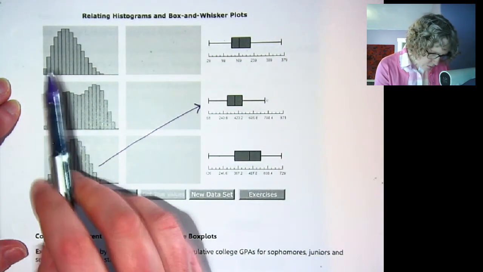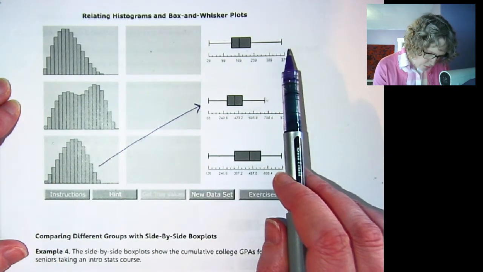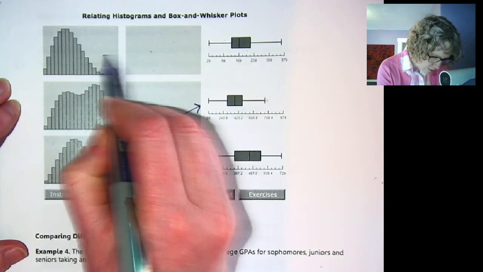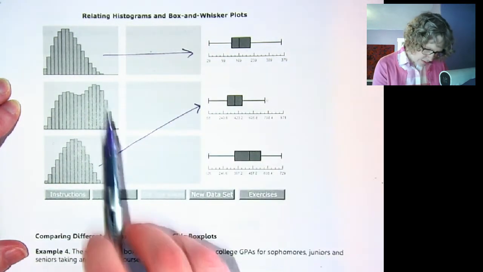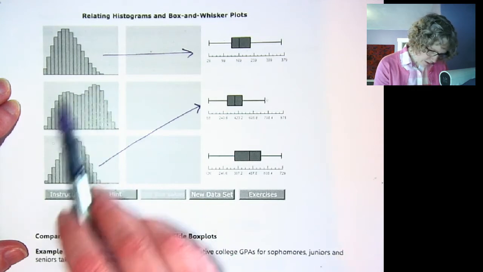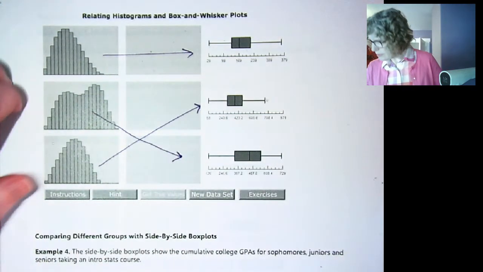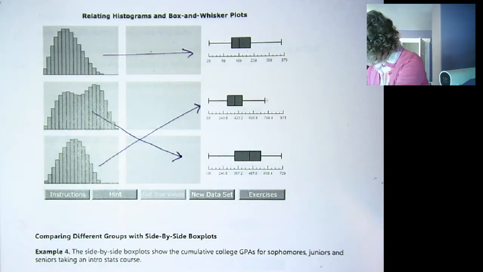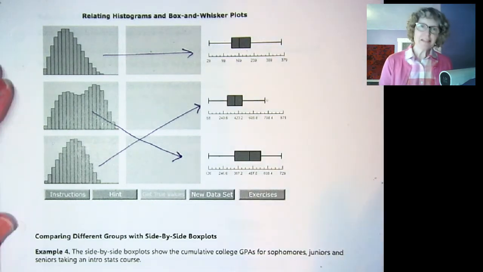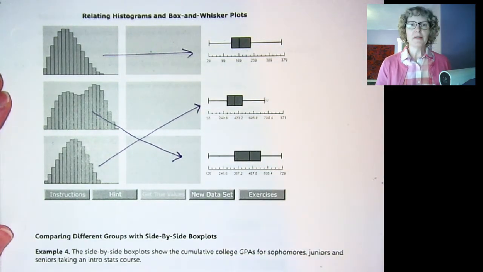And then this one should be more skewed to the right. So that would be that one. And this is overall a little more skewed to the left because this is a taller peak, and then it goes down like that. Let me just double check myself. Yep. All right, so I hope this helps you relate the histograms and box plots a little bit better.